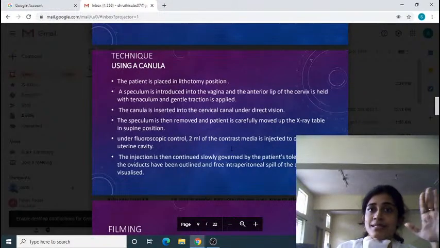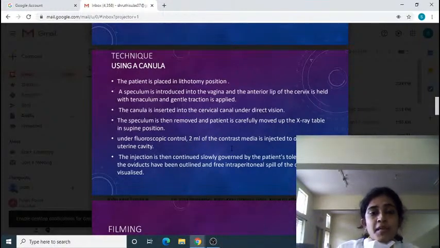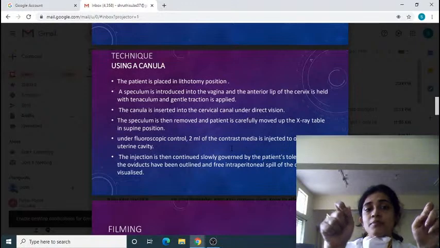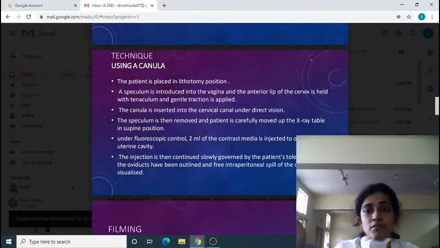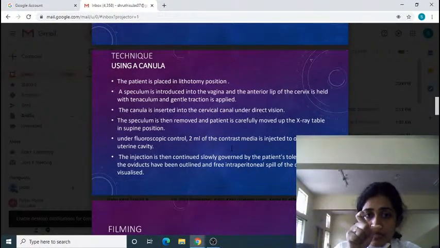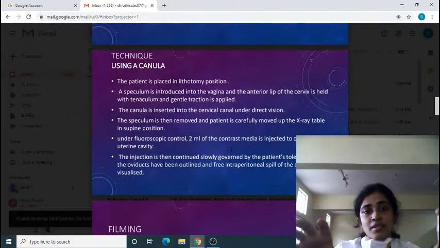The patient is placed in lithotomy position. A speculum is introduced into the vagina, and the anterior lip of the cervix is held with the tenaculum. The anterior and posterior lips of the cervix have to be separated by using a tenaculum. A speculum is introduced into the vagina and gentle traction is applied.